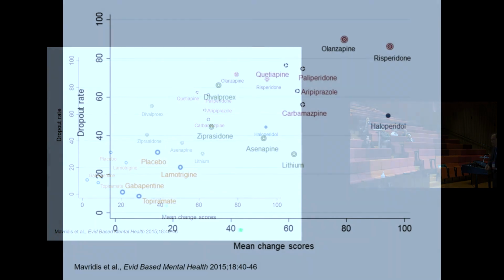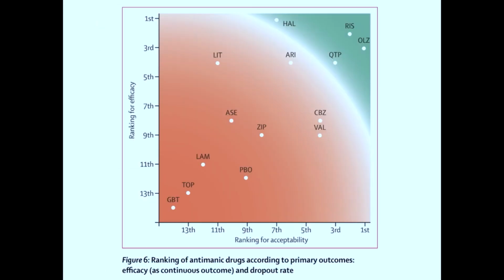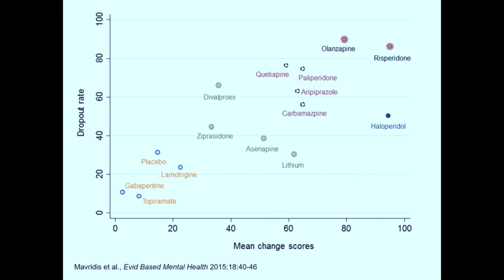This is dropout in the y-axis and mean change score. So, sorry, probably. Okay. Okay, sorry. Five minutes left. Can I go back to this one? Okay, so this is mean changes, which is efficacy.